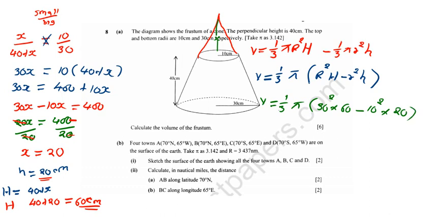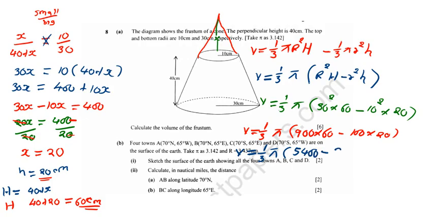So it will be V is equal to 1 over 3 pi, open bracket, 30 squared, I'm getting 900. So it is 900 times 60 minus 10 squared, it is 100 times 20. So my volume is equal to 1 over 3 pi, open bracket, 900 times 60, it is 54,000. So I have 54,000 here, minus 100 times 20, it is 2,000.